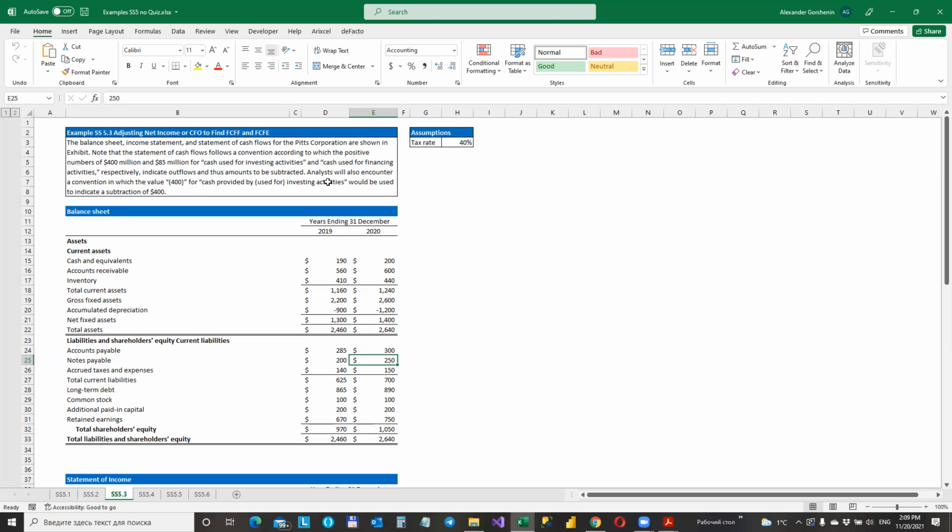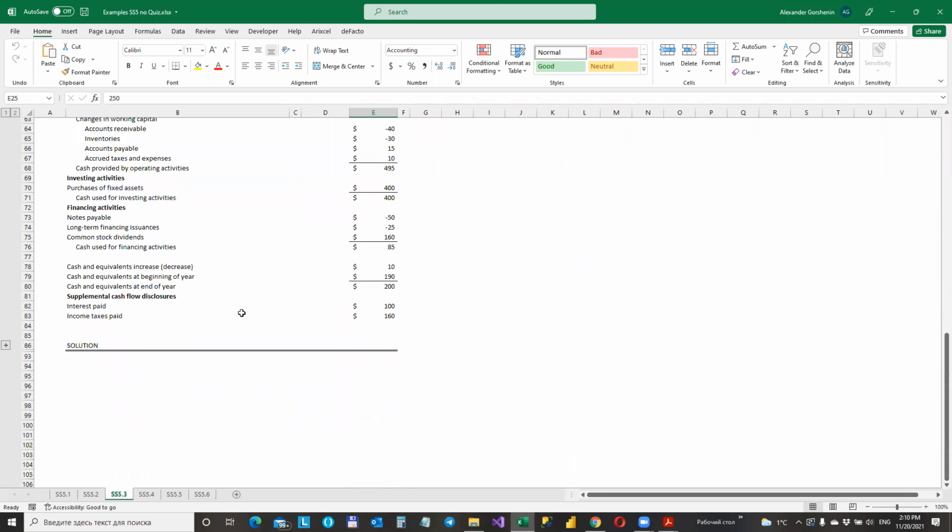For you, it is just to consider what sign in the formula you should apply, minus or plus. We will also encounter a convention in which the value 400 for cash provided by investing activities would be used to indicate the subtraction of 400. It's usually the case for companies operating in the United States, so they like to do so.